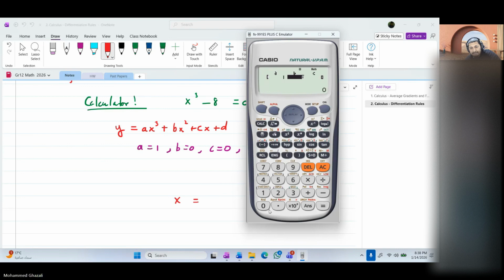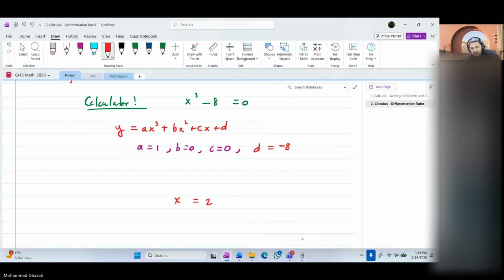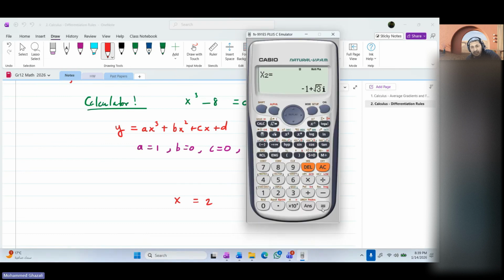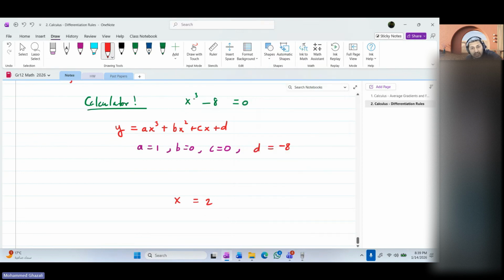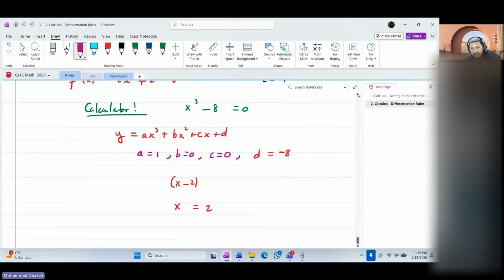1, 0, 0, negative 8. And I'm getting an answer of 2. Look at the other numbers I'm getting, they're complex, so I need to leave those out. So I only have one answer. For x cubed minus 8, if I bring the 2 over, I will get x minus 2. And what about the other terms? Be careful.